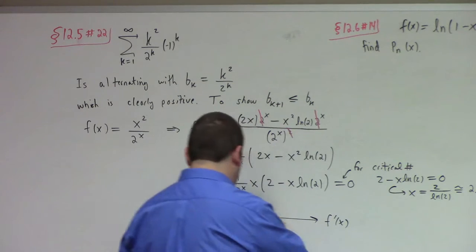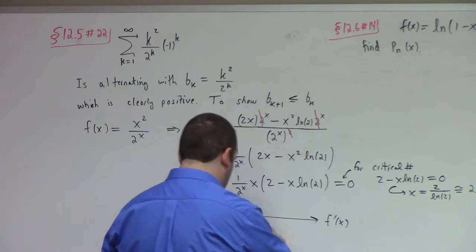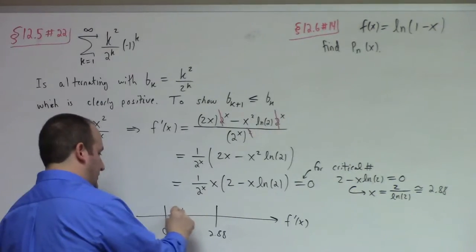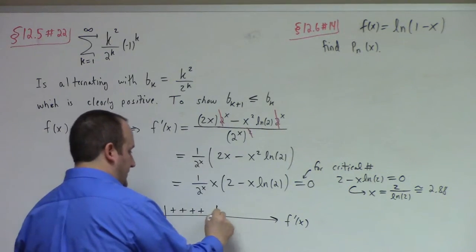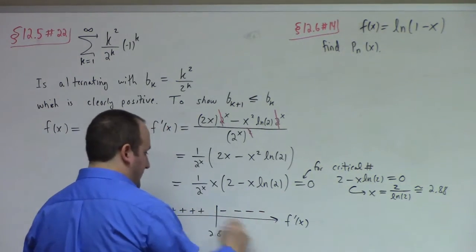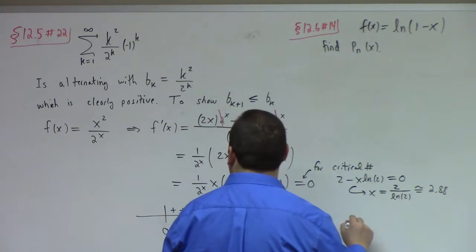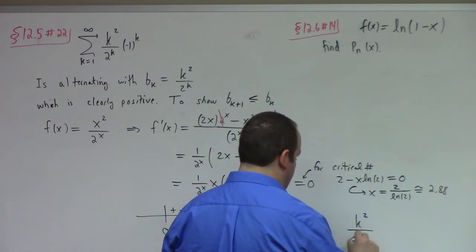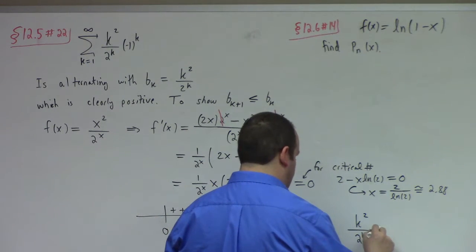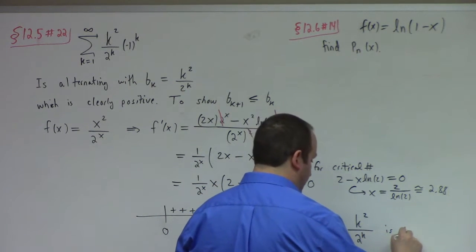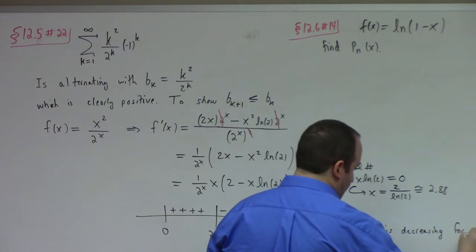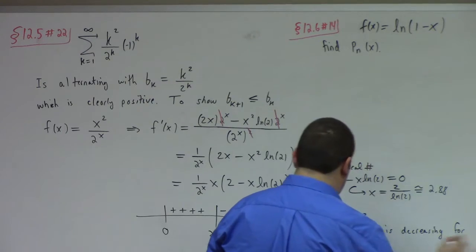Very good. So you can check it's positive in here and it's negative over here. So basically we have that k squared divided by 2 to the k is decreasing for k greater than or equal to 3.